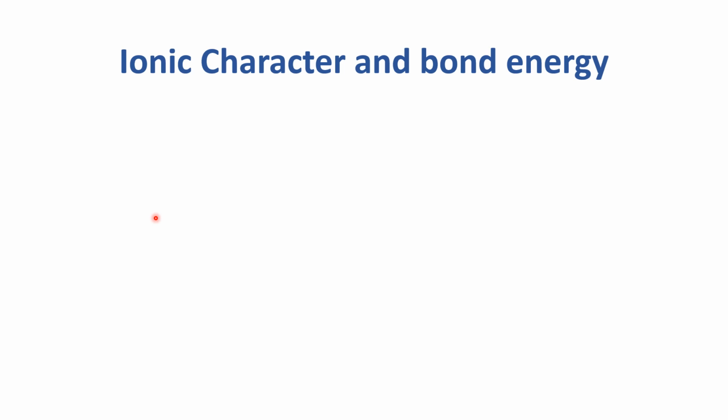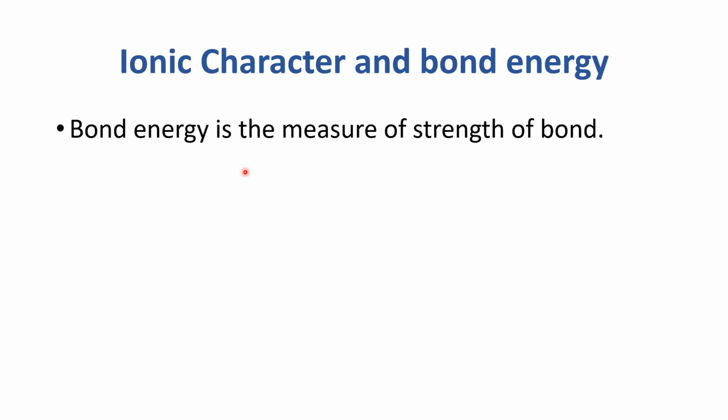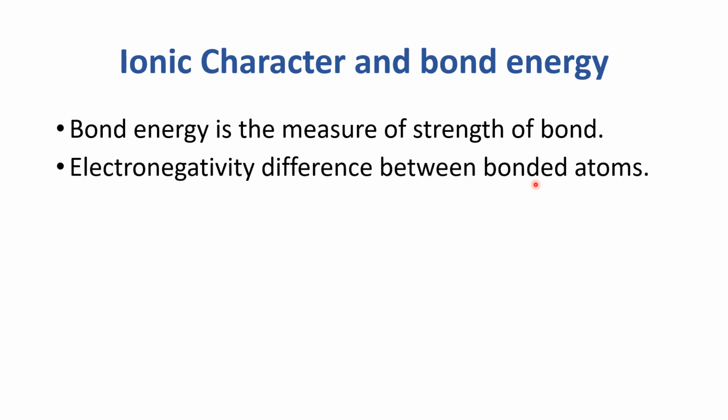So the other is ionic character and bond energy. Bond energy is the measure of the strength of the bond. It basically varies with the electronegativity difference between the bonded atoms and the size of the atoms.